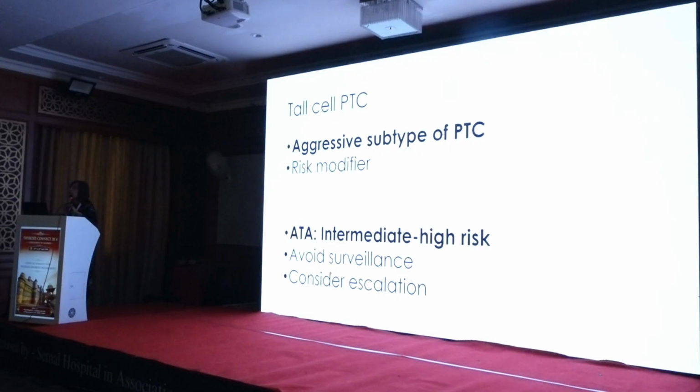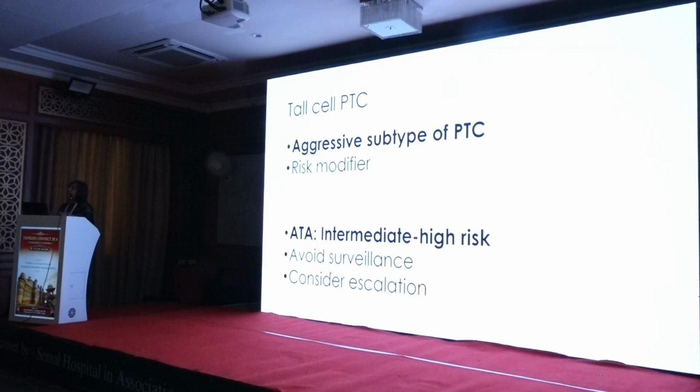So if all the other features are low risk, but this patient has tall cell, then it also fits into intermediate high risk. So in the ATA, I'm sure you are all aware of the ATA 2025, now the intermediate category is intermediate low risk and intermediate high risk. And this goes and sits in the intermediate high risk.